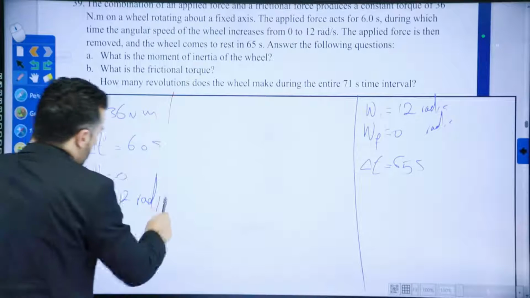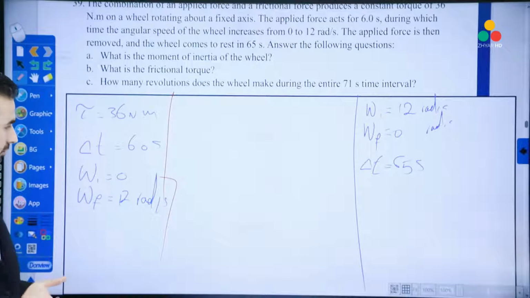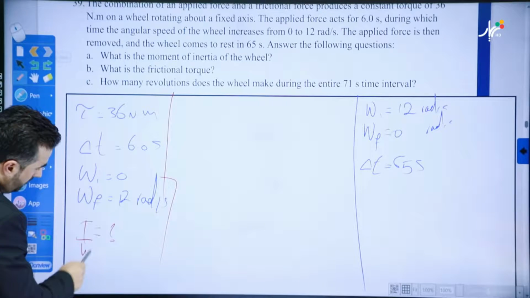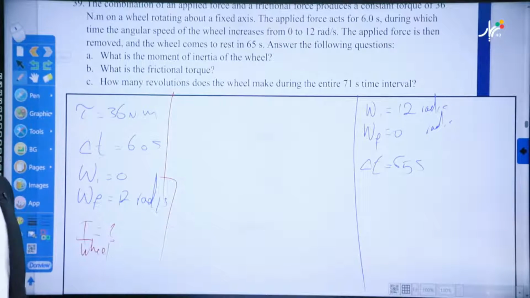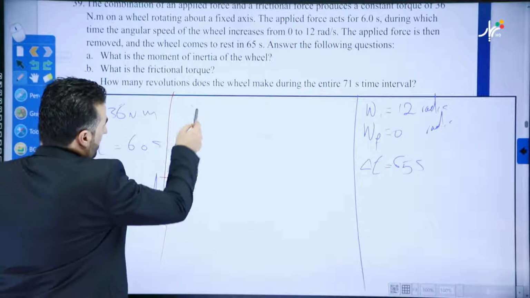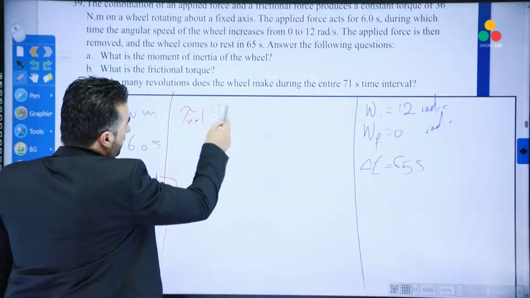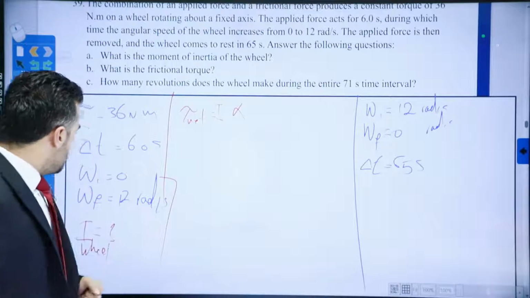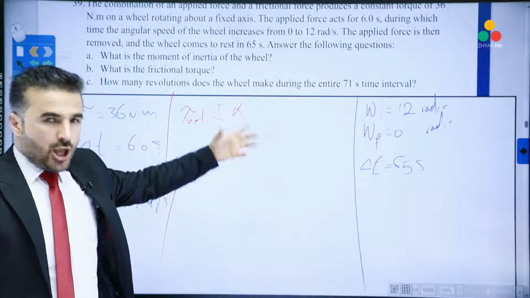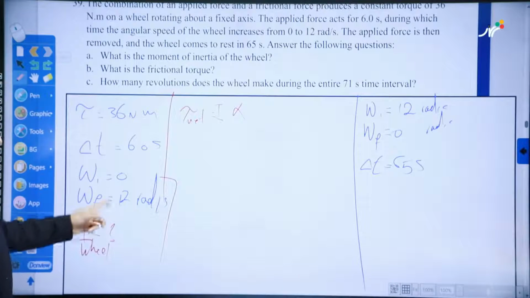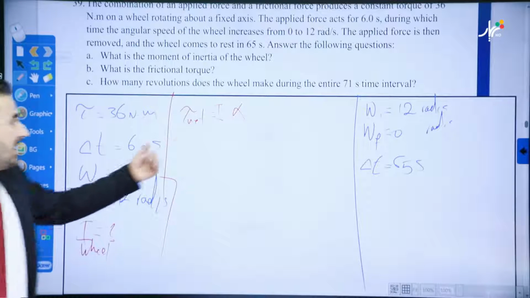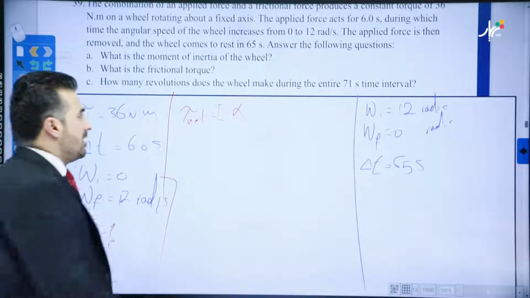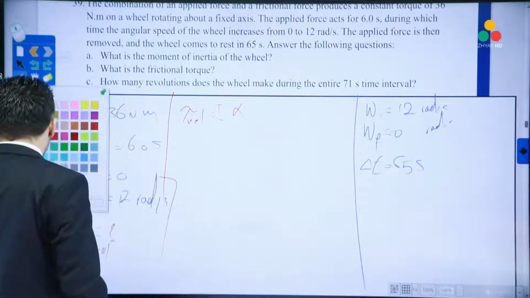So how are you going to find the moment of inertia I of the wheel? We know that the net torque equals the moment of inertia multiplied by the angular acceleration. Do we have the angular acceleration? No. Can we find it? Yes, because we have final, initial, and delta t. What about the net torque? I already have it, so I can find the moment of inertia.